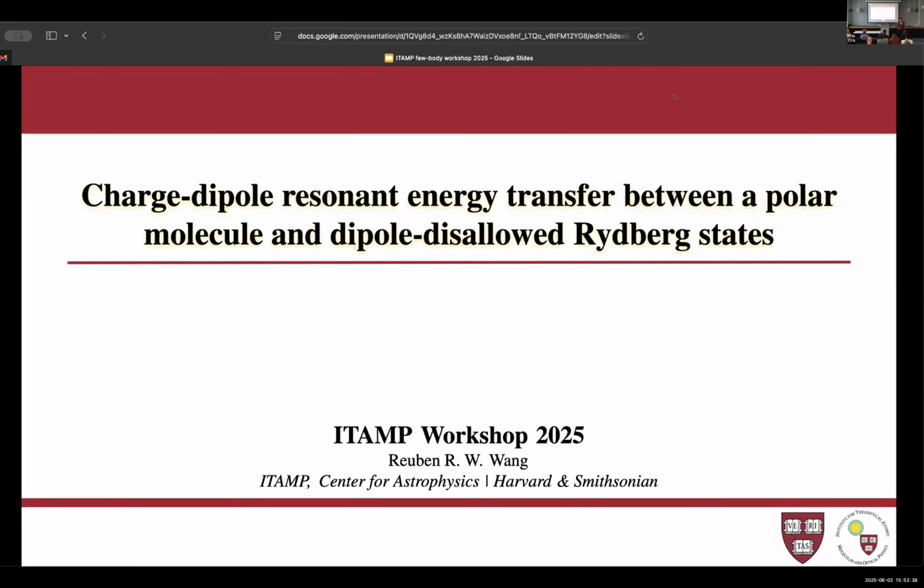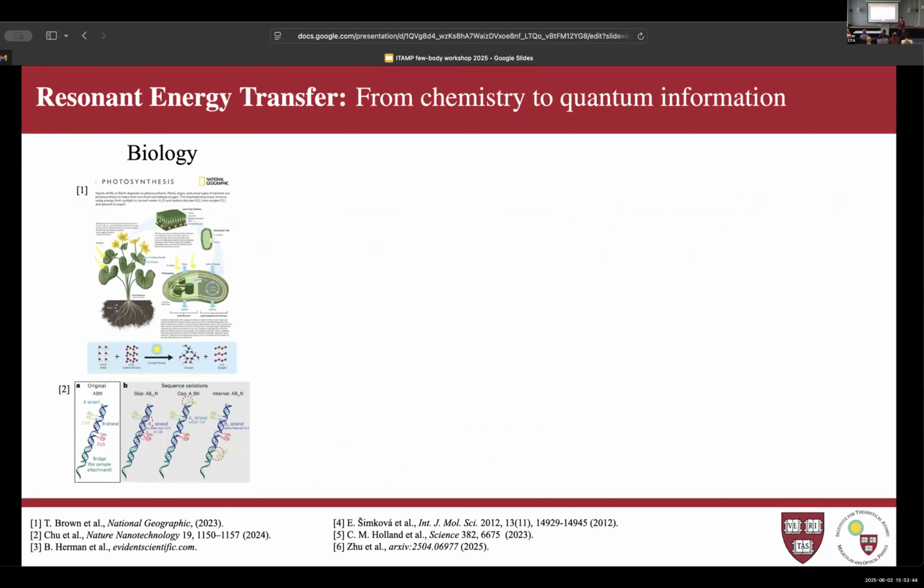So today I'll be telling you about charge-dipole resonant energy transfer. Resonant energy transfer is a common thing, and I think many people here are familiar with it. It has a lot of applications, one to biology and biological processes like photosynthesis. You can even use it to do positional or spatially localized measurements based on resonant energy transfer, because of its high sensitivity to spatial resolution.